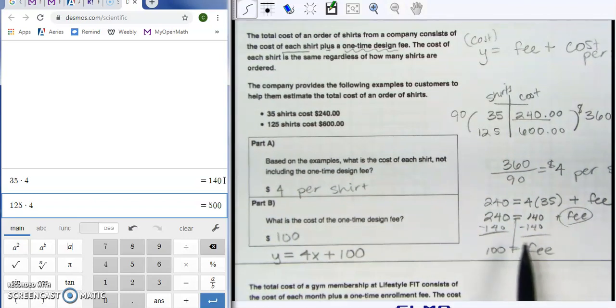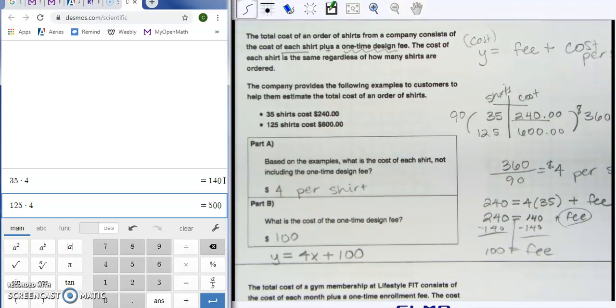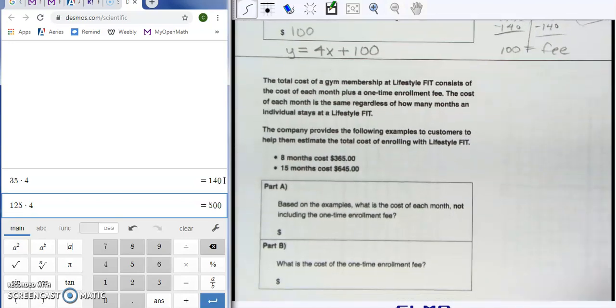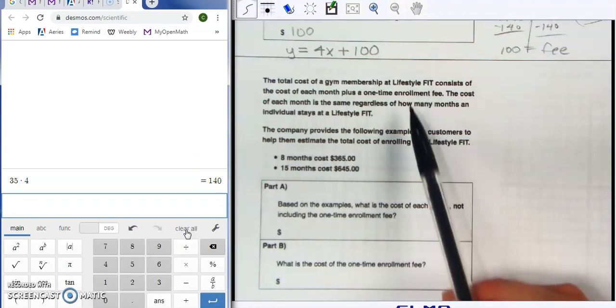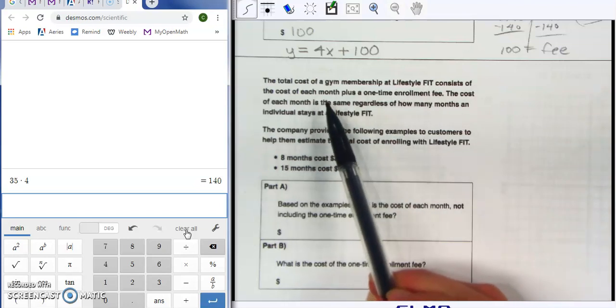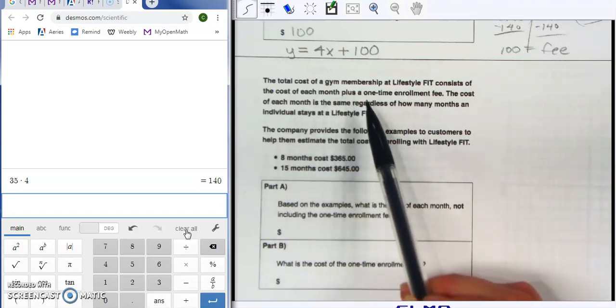Okay, so this is that method, that y equals mx plus b method that we had seen in the last lesson. Let's see if that still works for this gym membership problem. So again, we see there's a total cost. Let me clear this calculator. We see there is a total cost of a gym membership at Lifestyle Fit consists of the cost of each month plus a one-time enrollment fee.